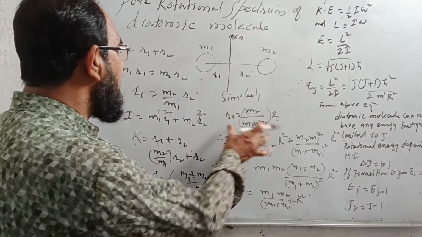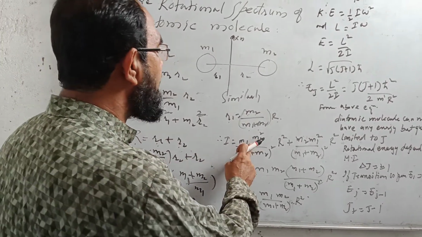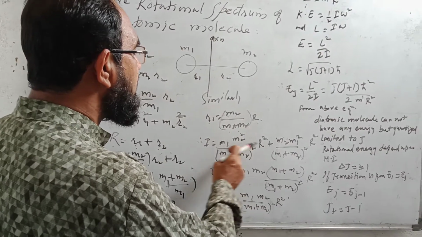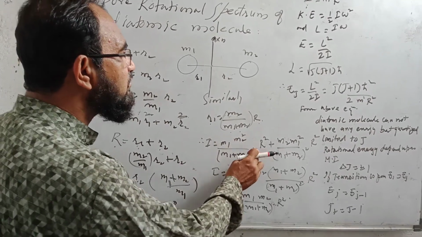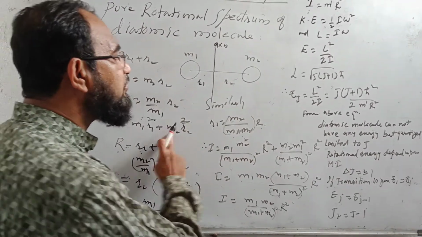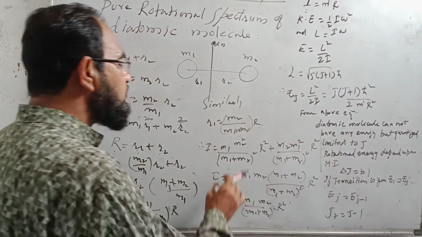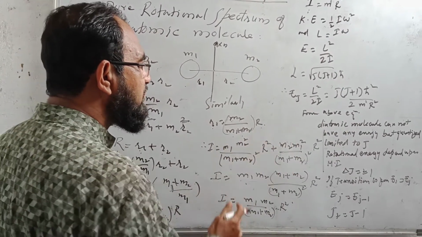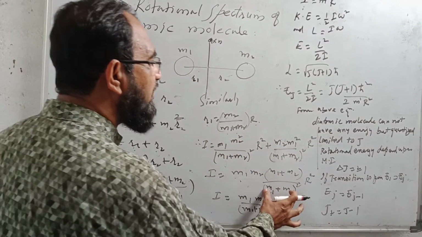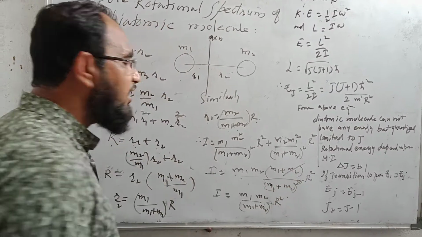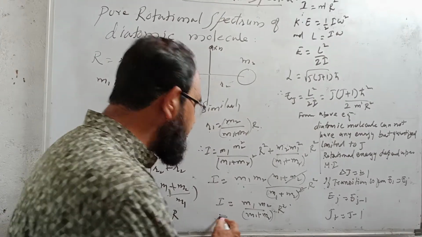Therefore I will substitute these values of r1 and r2 in the equation of moment of inertia. I is equal to m1 upon m1 plus m2, m1 as it is, and the value of r1 square, taking the square, is m2 square upon m1 plus m2 whole square into r square. Similarly, m2 as it is, and the value of r2 square is m1 square upon m1 plus m2 whole square into r square. I take m1 m2 common from these two, and r square is also common. Inside the bracket, m1 plus m2 divided by m1 plus m2 whole square, so one factor gets cancelled and you get m1 m2 upon m1 plus m2 into r square. This is the value of the moment of inertia.